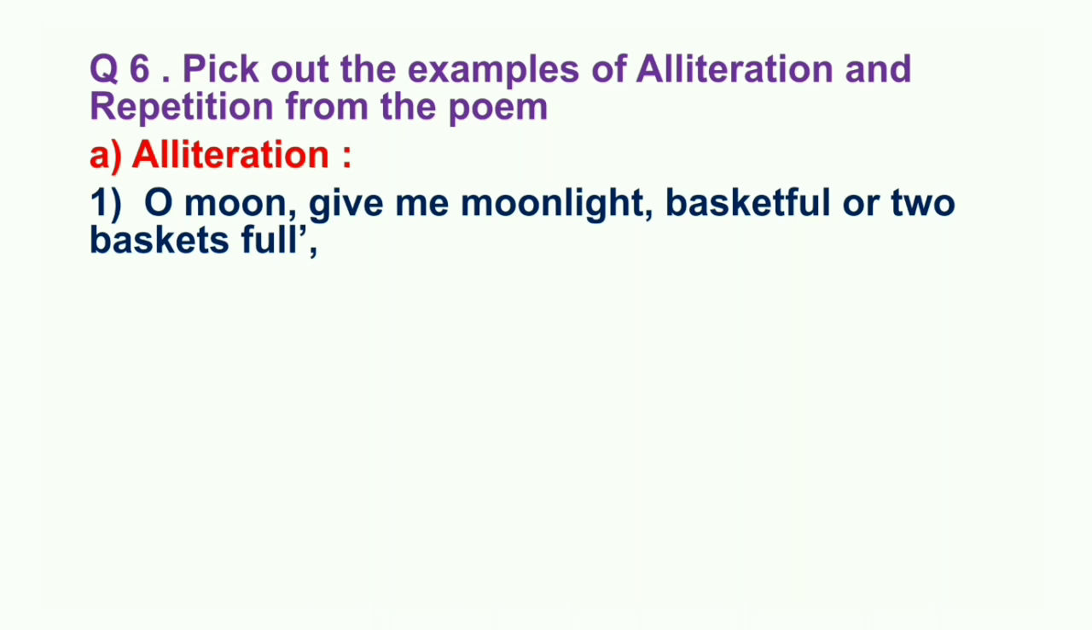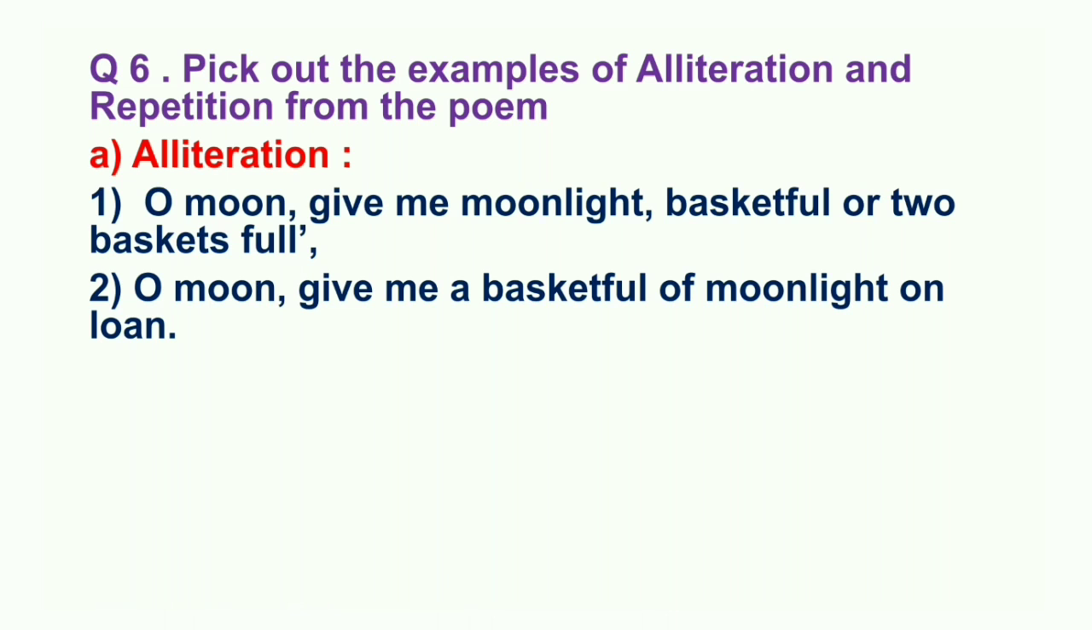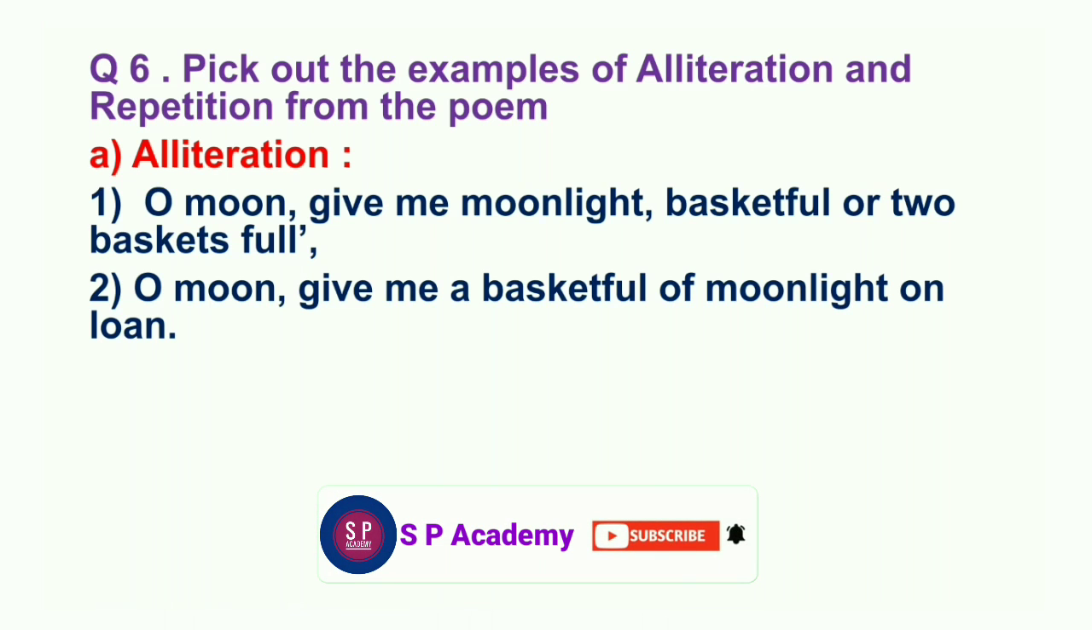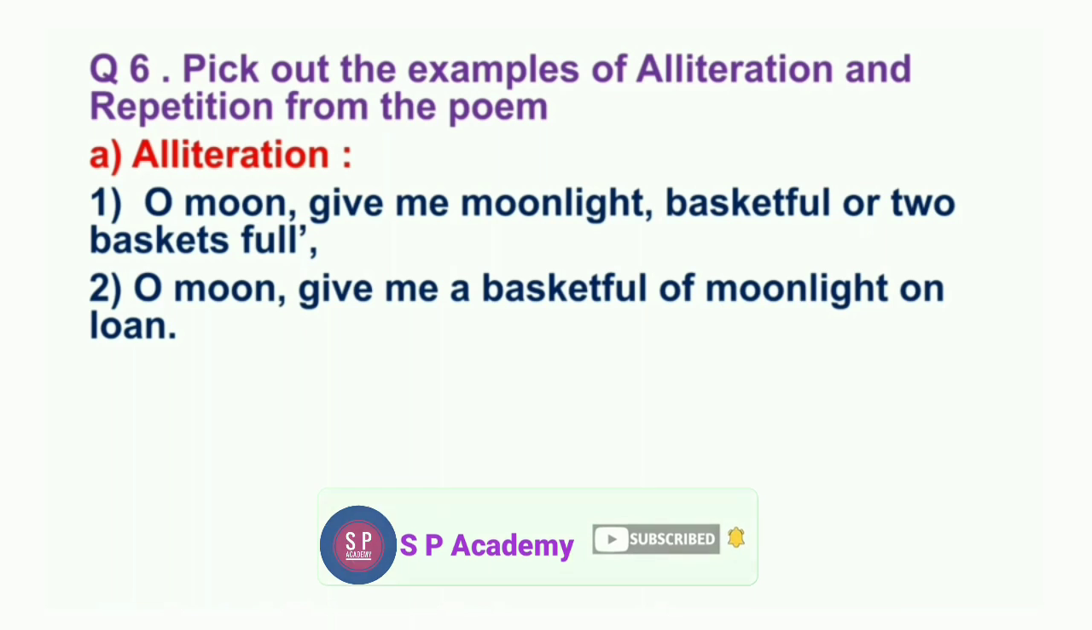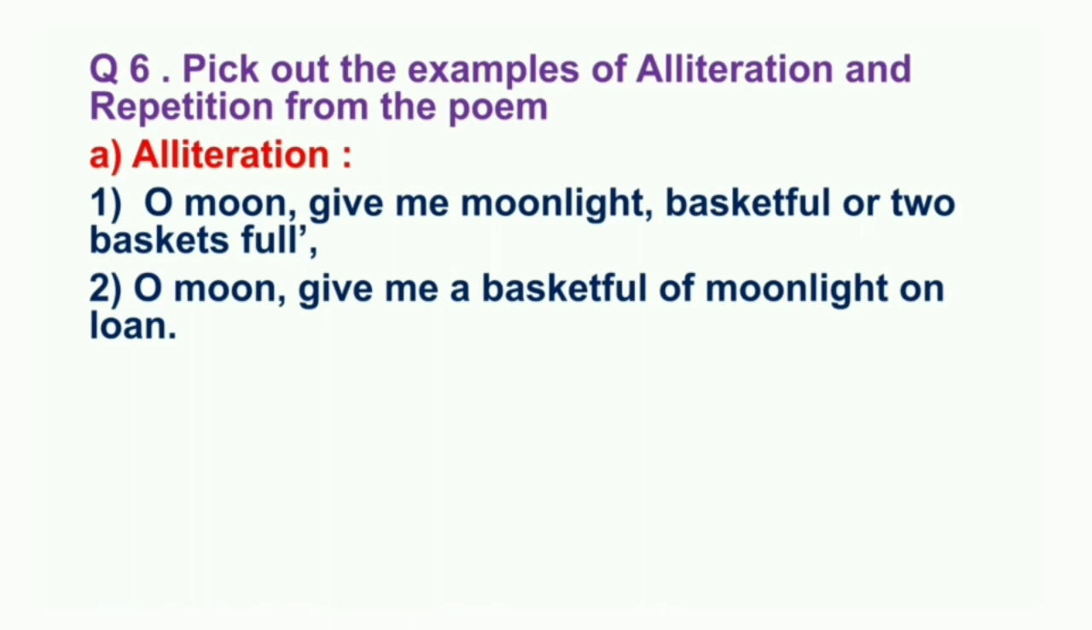Answer 1. O moon, give me moonlight, basketful or 2 baskets full. या वाक्यामध्ये मून व मूनलाइट या शब्दामध्ये 'म' ह्या अक्षराची पुनरावृत्ती झालेली आहे. 2. O moon, give me a basketful of moonlight on loan. या वाक्यामध्ये मून व मूनलाइट या शब्दामध्ये 'म' हे अक्षर पुन्हा पुन्हा वापरलेले आहे.